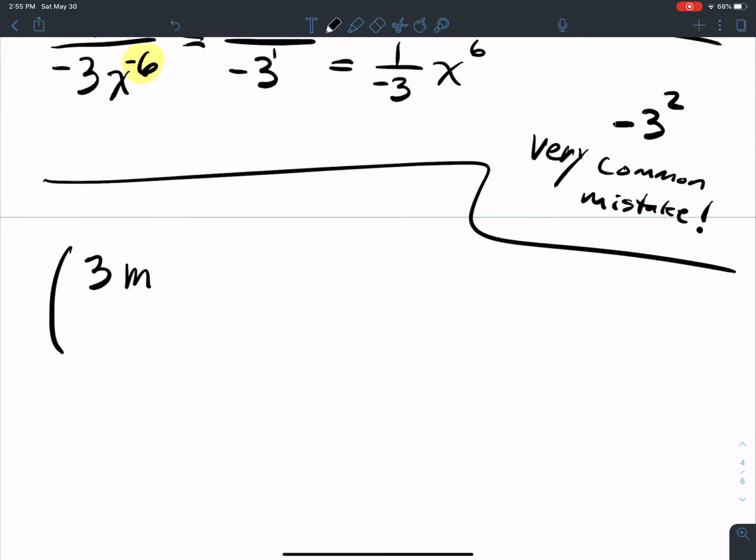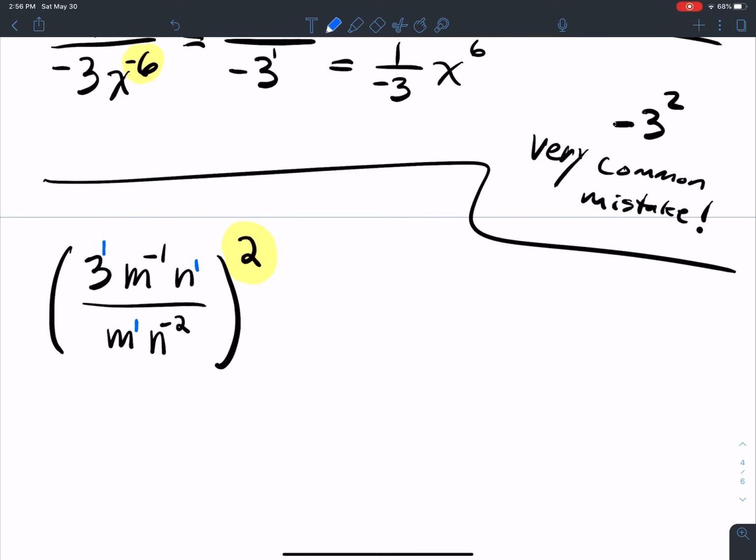3 times m to the negative 1, n over m, n to the negative 2, all raised to the 2 here. Okay, so I'm going to work starting on the outside. How many do I have? I have a power of 2. So you either write it out twice or you just go ahead and multiply. How many n's do I have in the numerator? I have 1. How many m's? Negative 1. How many 3's? Just 1. How many m's down here in the denominator? 1, and then negative 2.